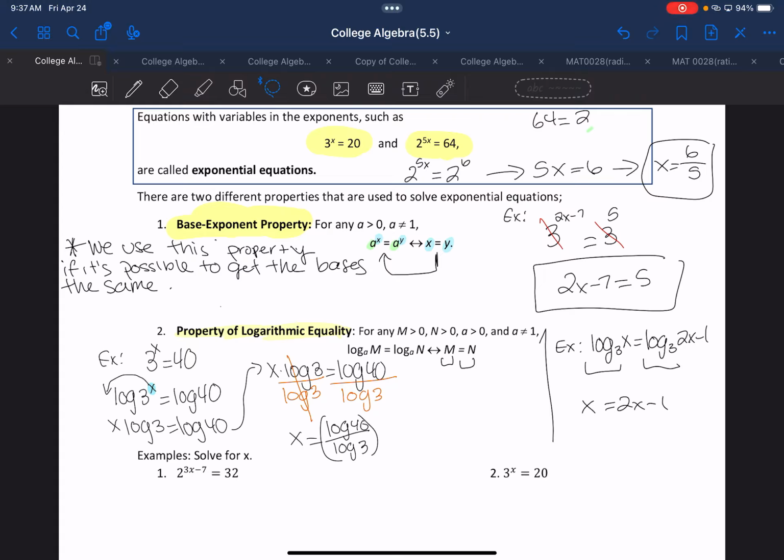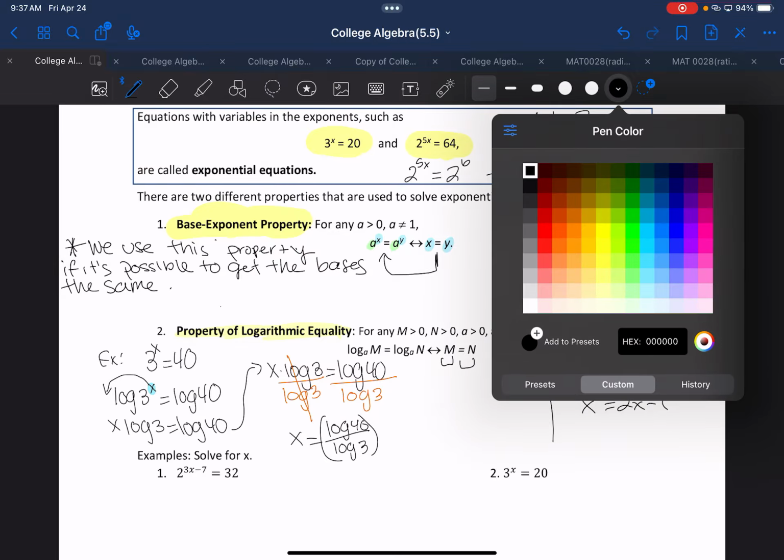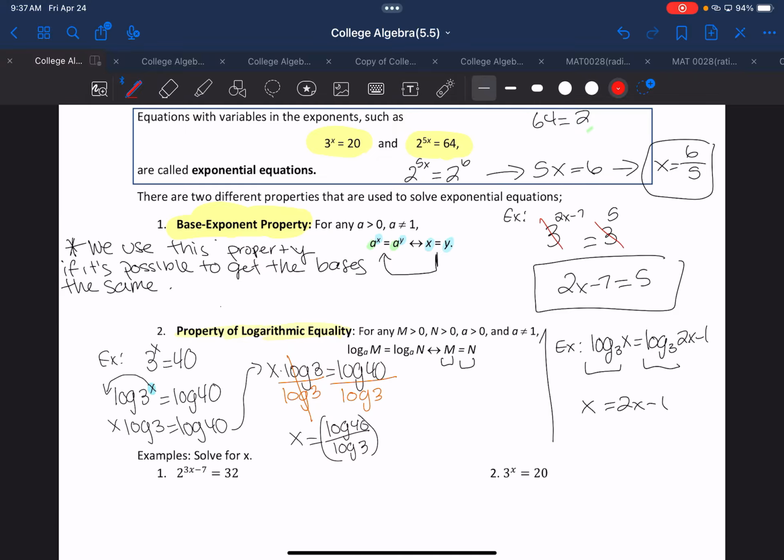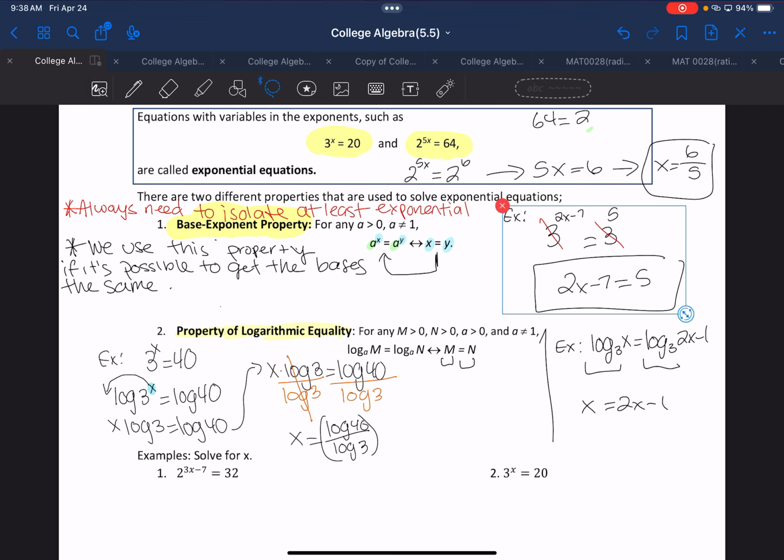But the first one's kind of just a little bit easier shortcut, if I can get the bases to be the same. Then I can just cancel them and set the exponents equal to each other. But sometimes I won't be able to get the bases the same. And then the other thing I wanted to say about this, no matter which property you use, you always need to isolate at least one exponential expression on one side.